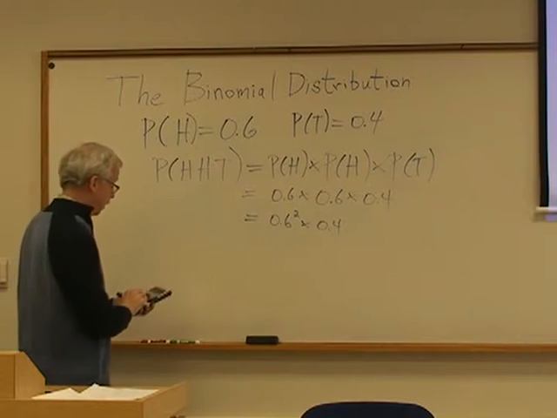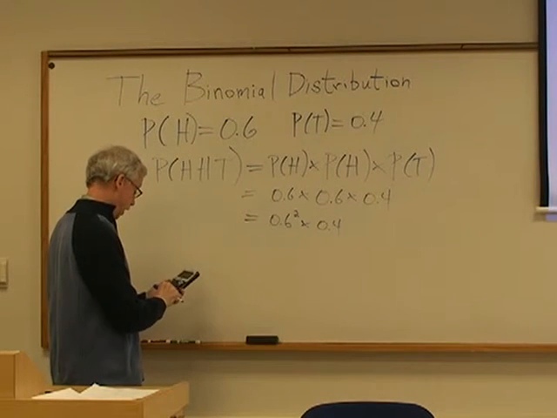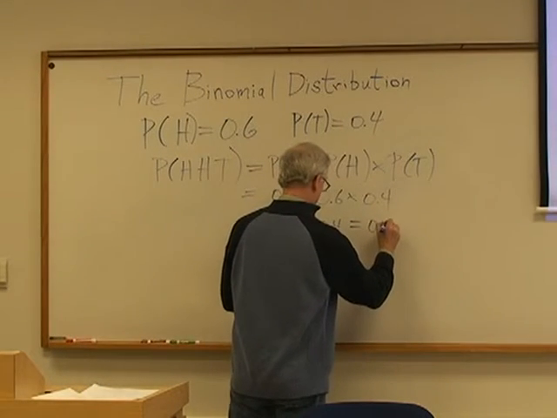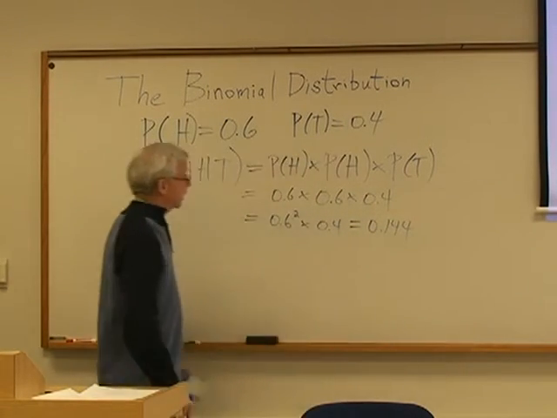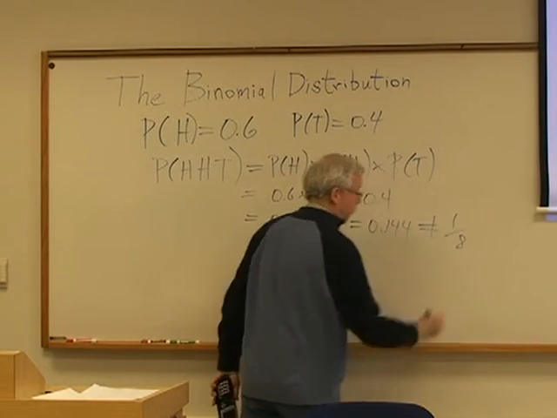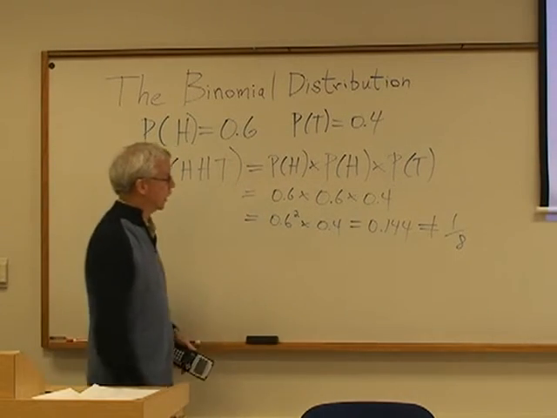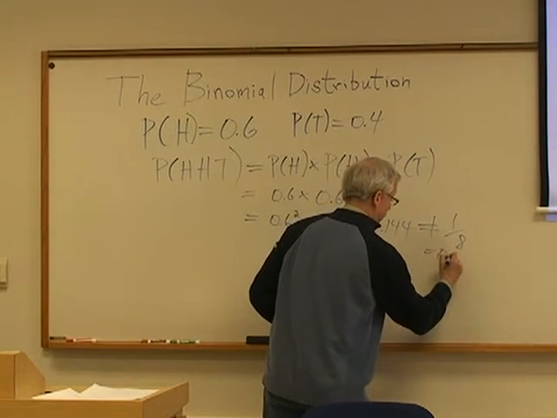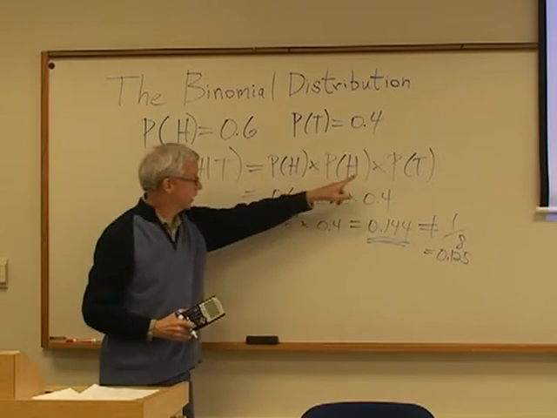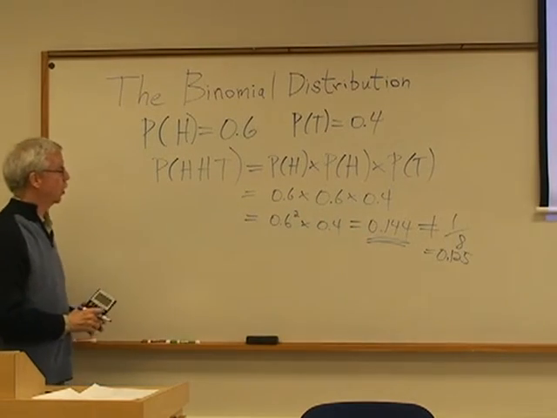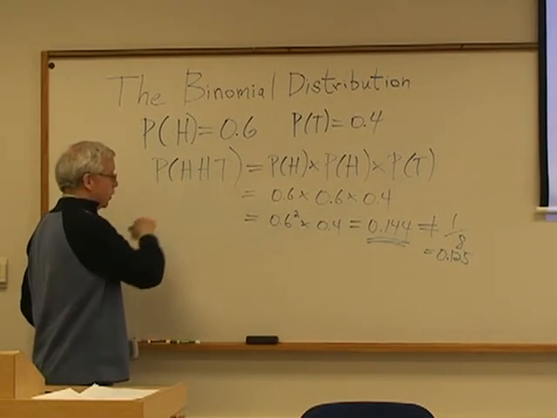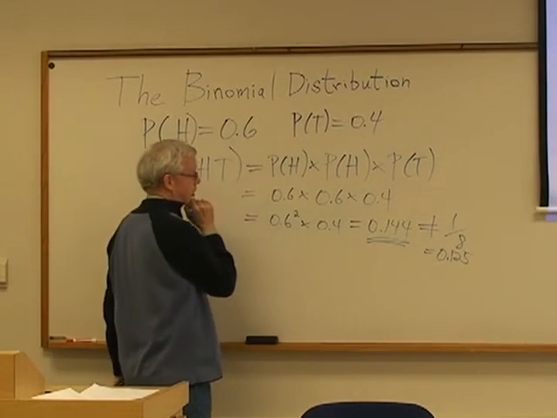And if I use my calculator to calculate that, 0.6 times 0.6 times 0.4 is 0.144. Now that's not equal to 1/8, which we had when the coin was fair. I've raised the probability, right? This is actually 1/8 is 0.125. So now I've got a higher probability of getting heads, heads, tails than I did in the fair coin case. And again, I'm using the fact that coin flips are independent, so I can simply multiply the probabilities.